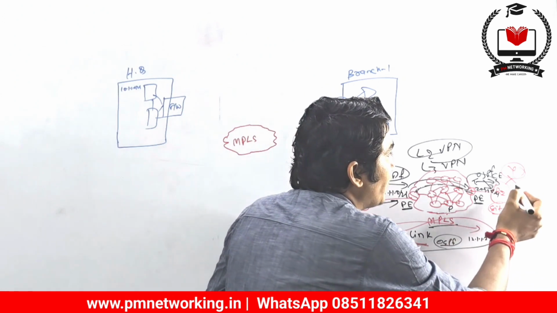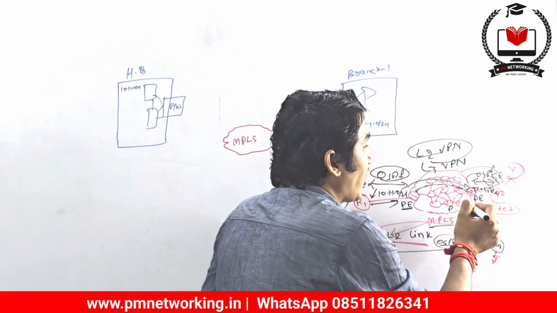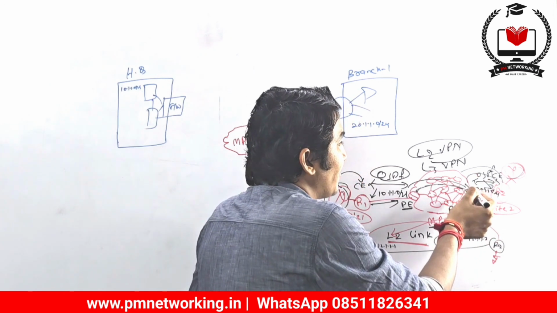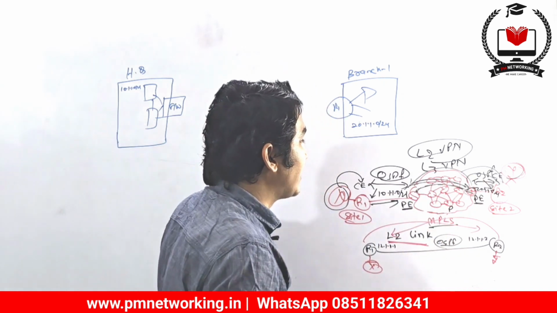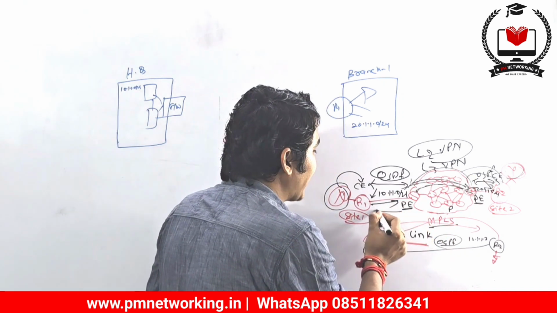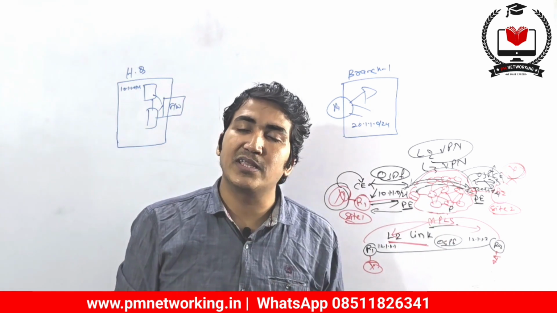In the same way, router 2 will advertise the Y network information to this PE router with the help of OSPF. Then we have L3 VPN here. So this router is going to advertise that network to this PE router. This PE router will advertise it to R1. And this is how these two sites are going to communicate with each other.